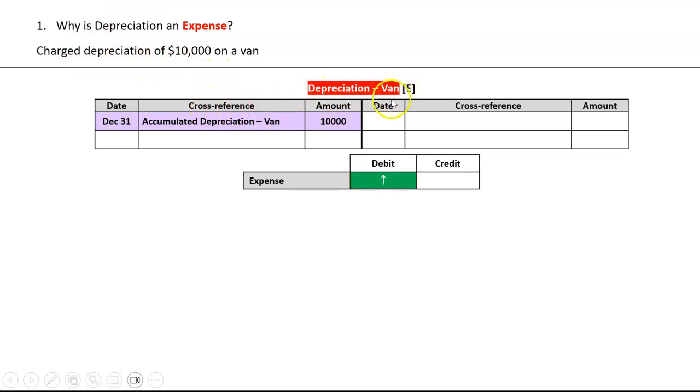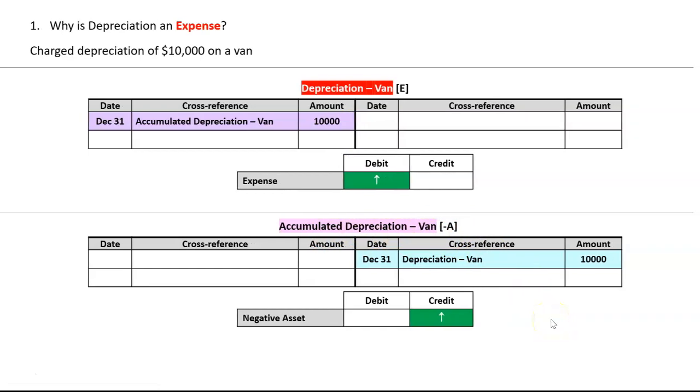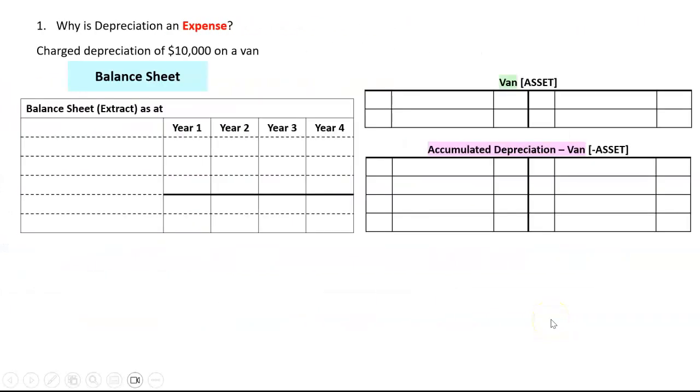So now, why is depreciation an expense? Let's use our example. Charge depreciation of $10,000 on a van. So we had a debit to an expense ledger, and we had credit to a negative asset ledger called accumulated depreciation. So we know that. So well, how does this go on the balance sheet? Well, we know it goes under non-current assets. We put the van, which is the original asset we bought, and that value doesn't change every year. That will stay at $50,000 every year.